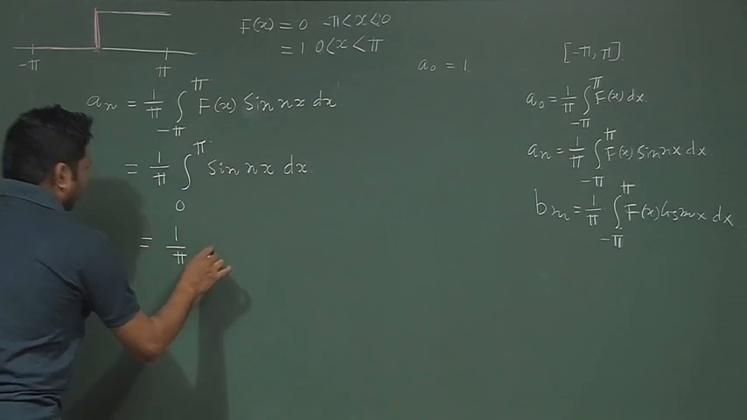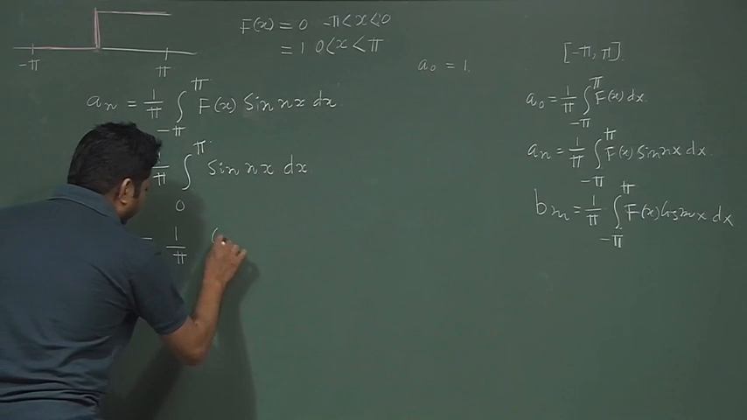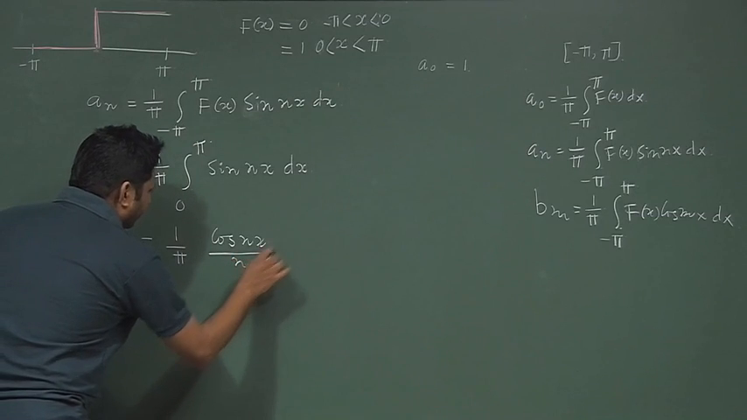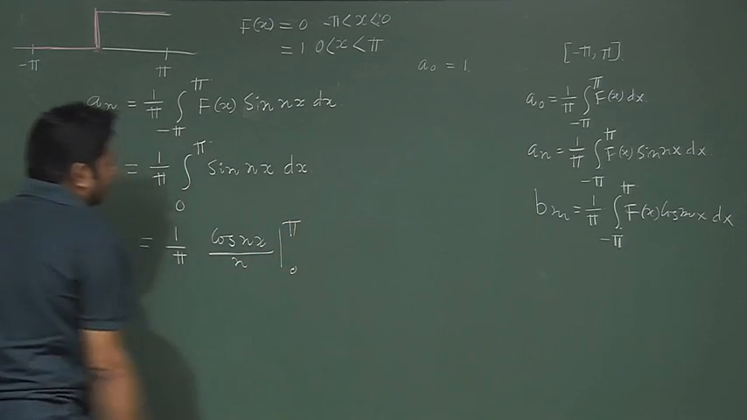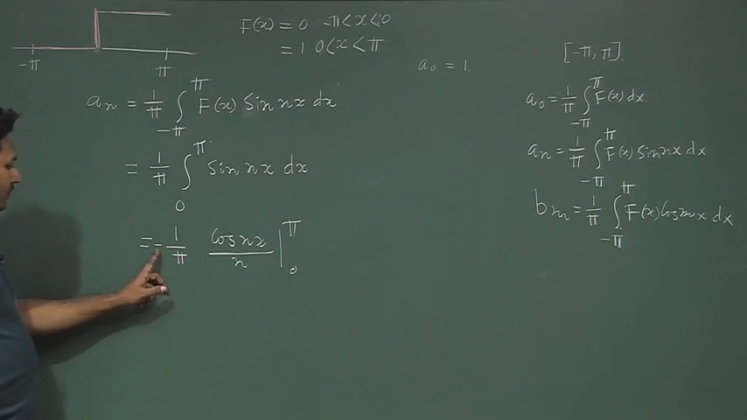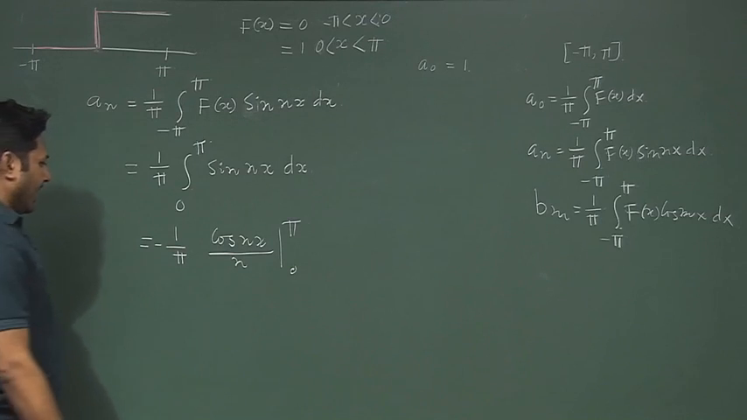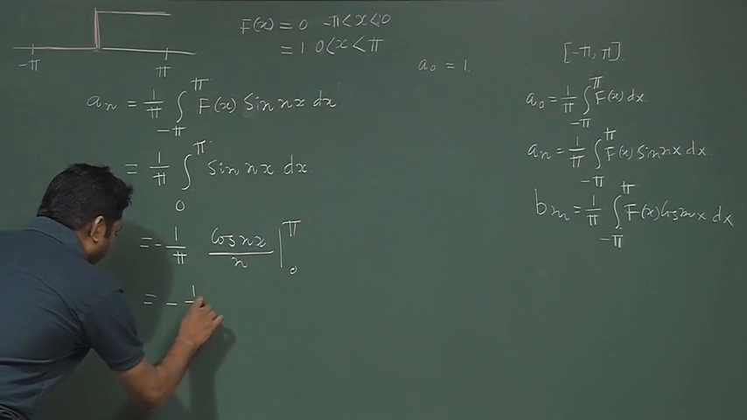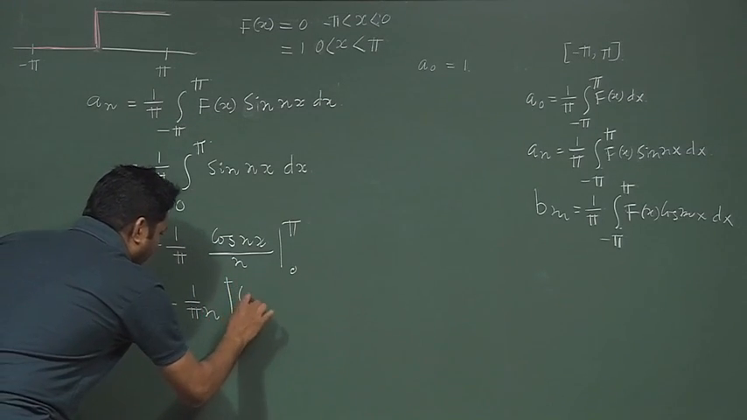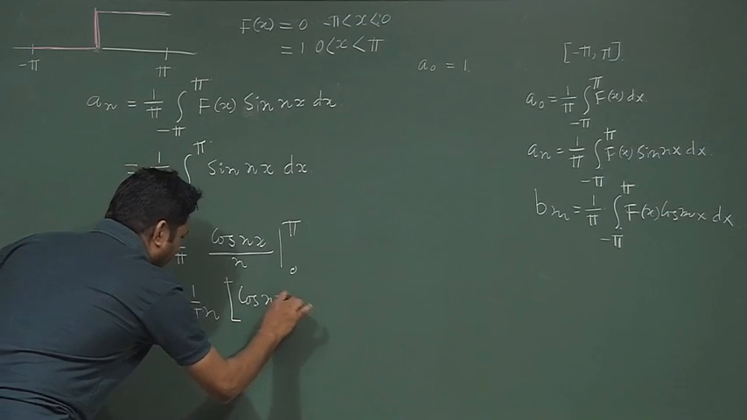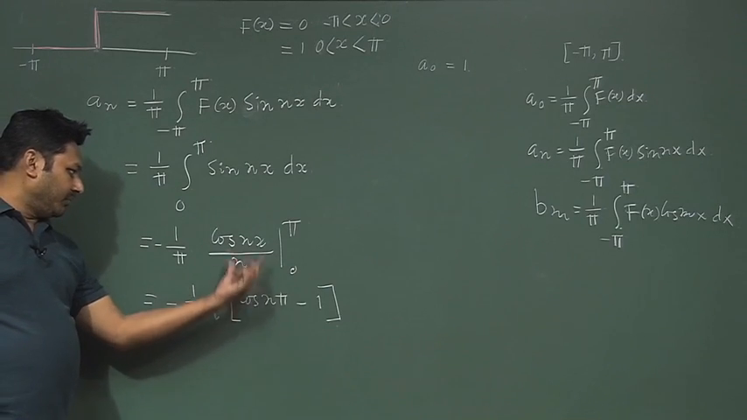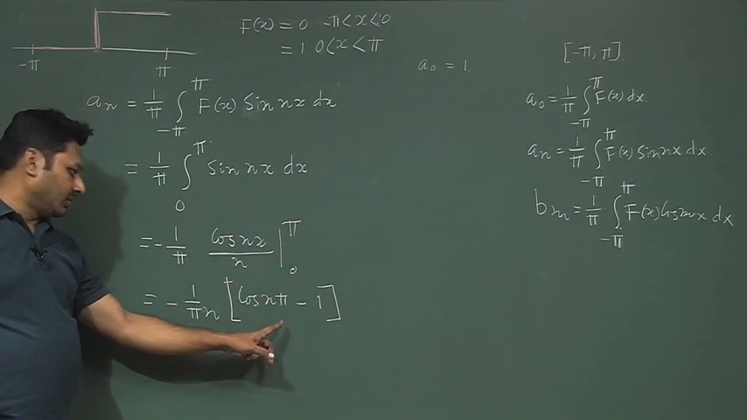So, this integral, if I do the integration of sine, I will have cos of nx divided by n with the limit 0 to pi. Since I am integrating sine, there will be a negative sign here. So, a minus sign will be sitting here, and then I will have minus 1 by pi n, cos of n pi minus 1. This n I will take outside, then cos of n pi, because I put the limit here, and then 1.